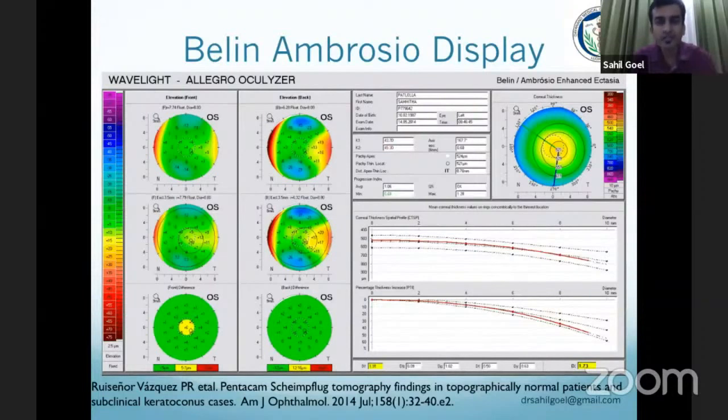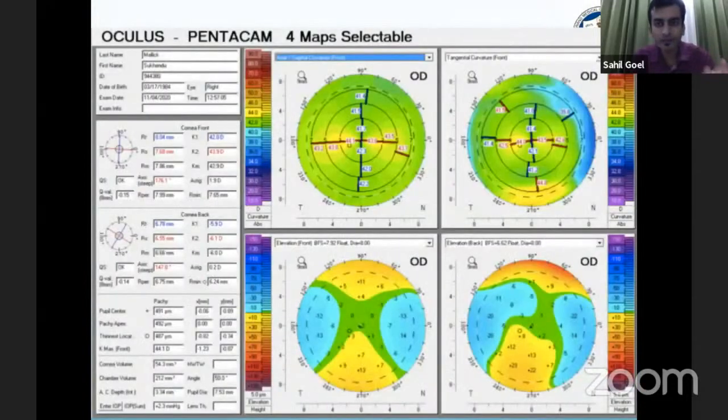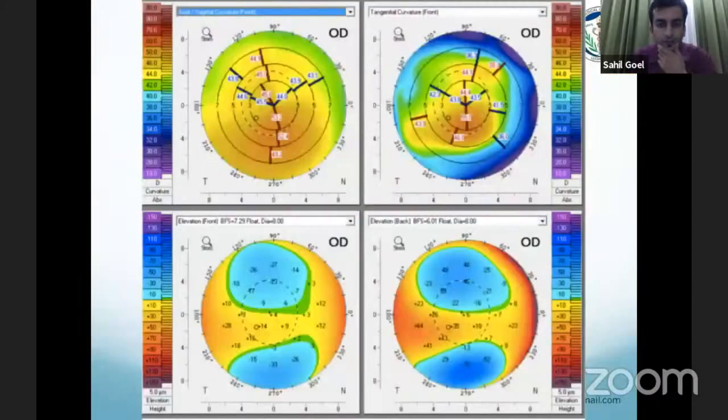Please do not replace this with a quad map. If someone sends me a Belin-Ambrosio and asks me whether this is keratoconus or not, my first question would be, please send a quad map. And this quad map is something that continues to be the basis for interpreting corneal tomography.